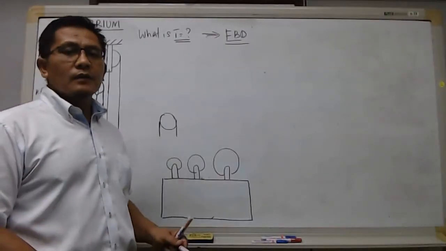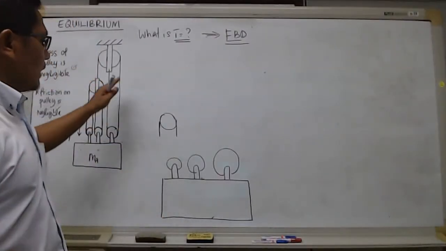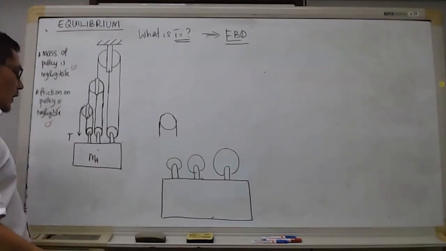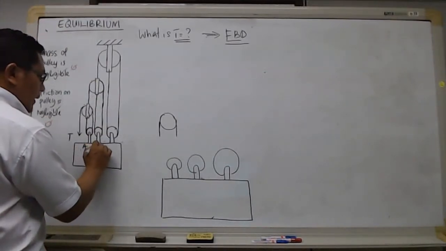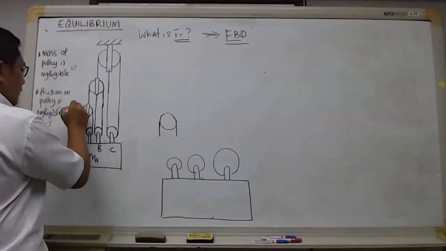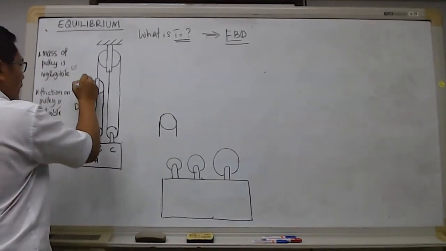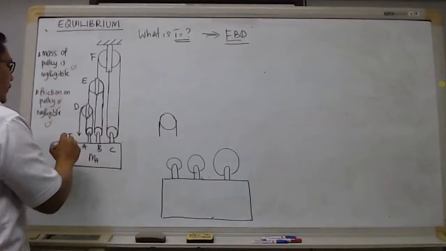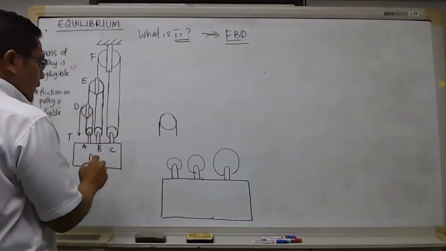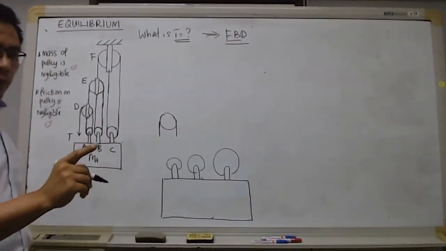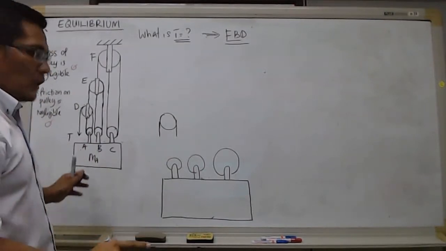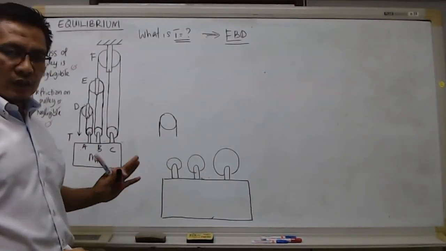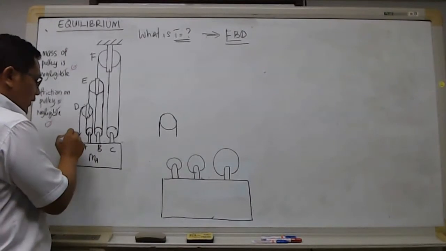How to solve it? You have to draw the FBD at all 6 pulleys. Let's say I name them: this is pulley A, pulley B, pulley C, pulley D, pulley E, and pulley F. And we have one cable on pulley D. Always start at the pulley where we know the value or the value that we want to determine. So we start at pulley D, having tension T.